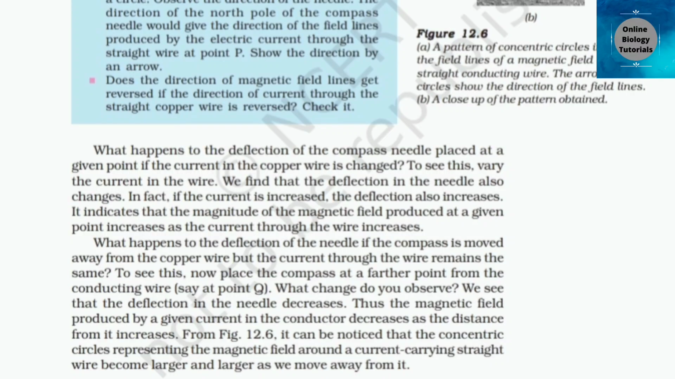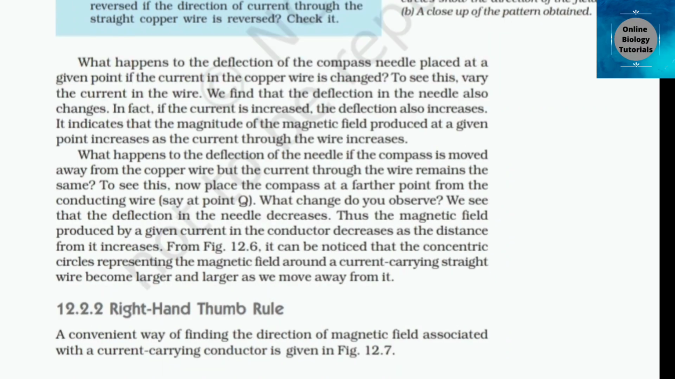From Figure 12.6, it can be noticed that the concentric circles representing the magnetic field around a current-carrying straight wire become larger and larger as we move away from it. 12.2.2 Right-hand thumb rule. A convenient way of finding the direction of magnetic field associated with a current-carrying conductor is given in Figure 12.7.